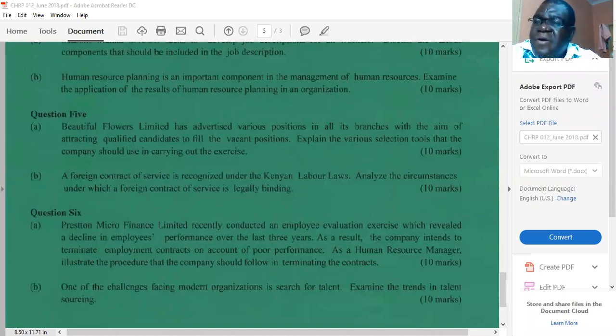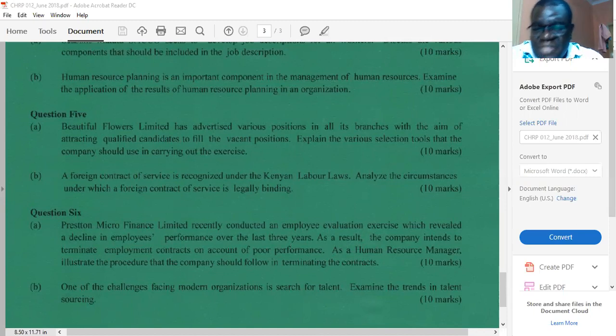You must show proof that you gave this employee notice and you served a warning letter, maybe another warning letter, and because the performance continues, then you are left with no recourse but to terminate. You gave notice, you pay any dues, any outstanding leave, just so that the employee will not run to court, and even if they run to court, you will be found to have followed fair procedure.